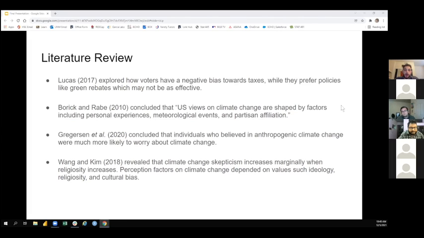We also found that views from US individuals on climate change are shaped by factors including personal experiences, partisan affiliation, and meteorological events that individuals have experienced. Also, individuals who believe in anthropogenic or human-caused climate change are much more likely to worry about climate change, and climate change skepticism does increase marginally as religiosity increases. Specifically, values such as ideology, religiosity, and cultural bias can all impact perception of climate change and climate change issues.